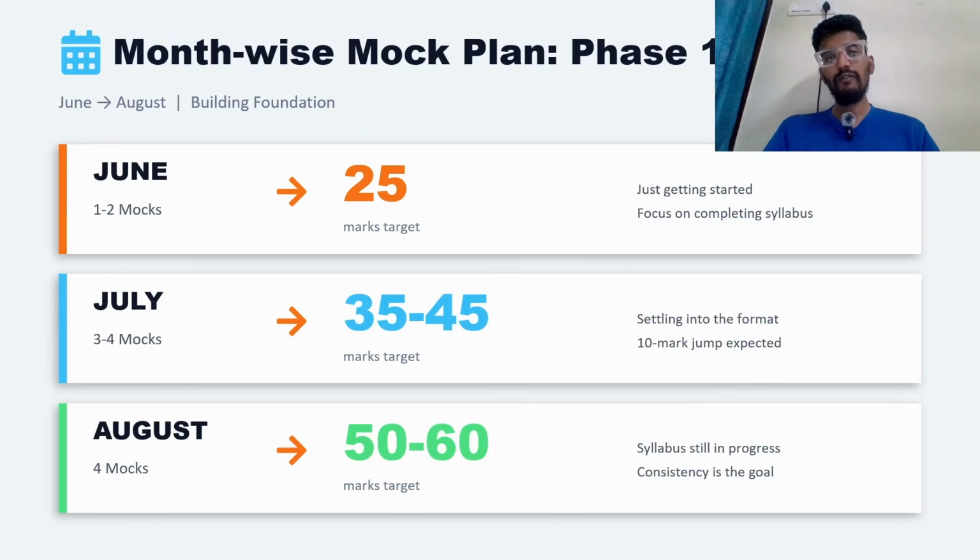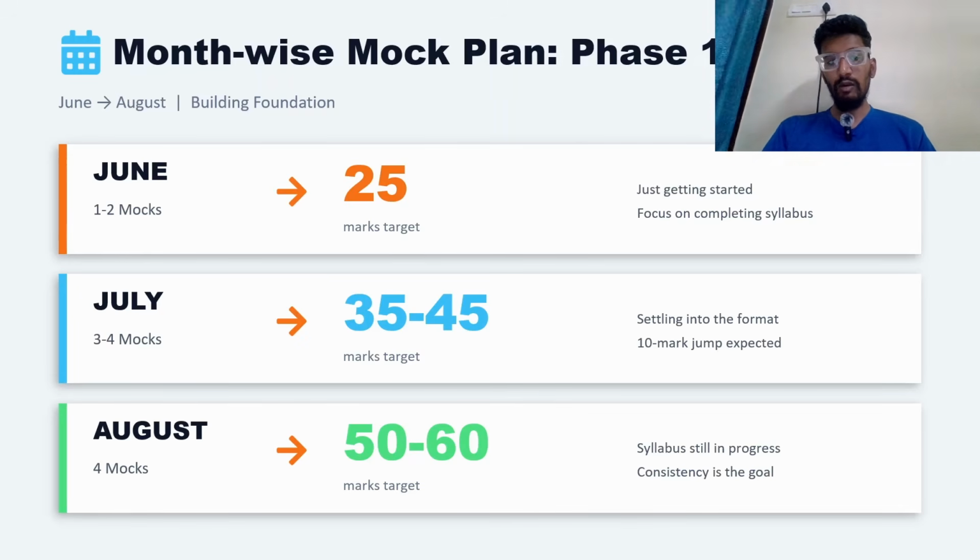Now let's understand the first phase of your preparation. This phase is all about building the foundation. In June, you attempt 1 to 2 mocks. Your target score should be 25. At this stage, your goal is not percentile. Your goal is to complete the basics, write the mock and analyze it, so you will be able to understand the pattern of CAT. Mainly, you should focus on completing the syllabus.